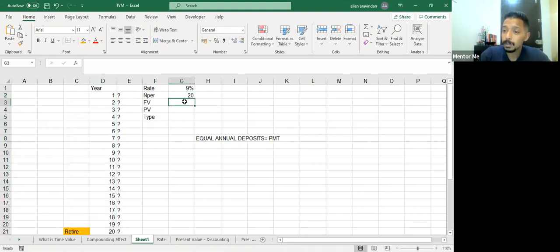Do I have the future value? Do I have this? We're trying to find PMT, and for this, these are the data points which are required. So the question is, I have the rate, I have the NPER. Do I have the future value, or do I have the present value? Present value as it is, we don't need.